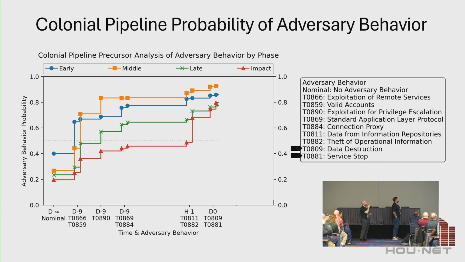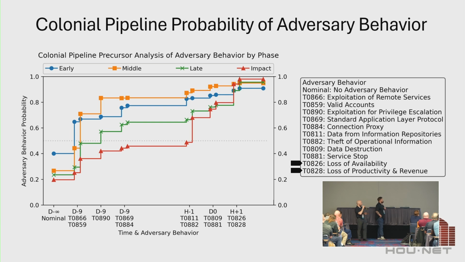Then moving on to the triggering events, so we have data destruction and service stop, both related to very late stage behaviors. We actually treat those two particular techniques in a special way in the network to add additional weighting to those. So we get additional increases in impact and late.